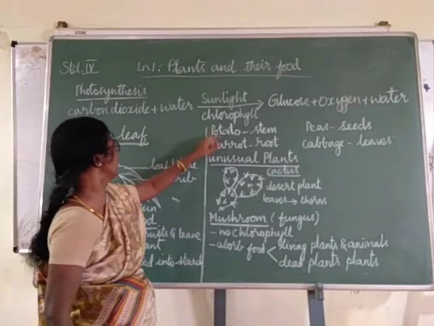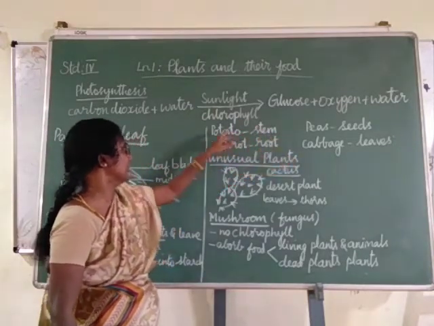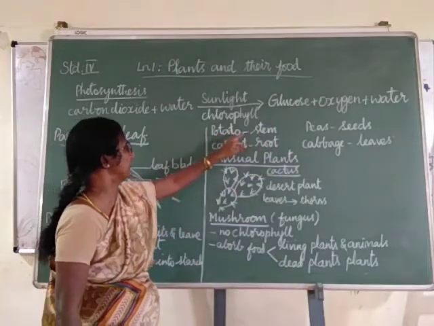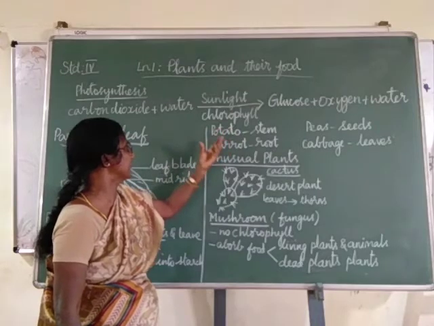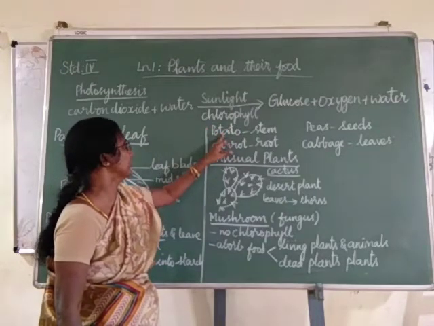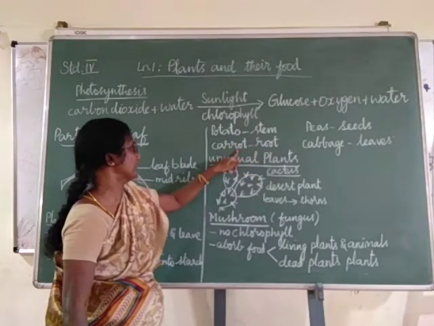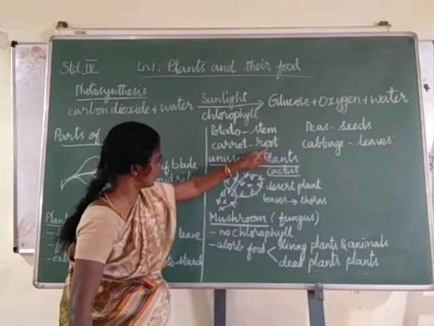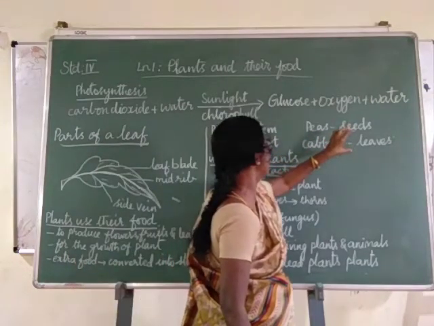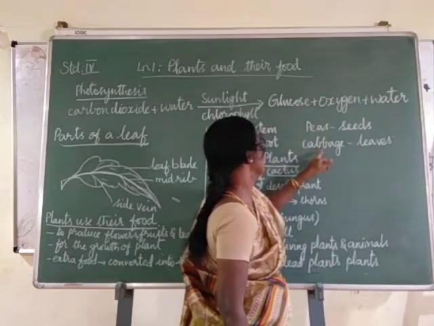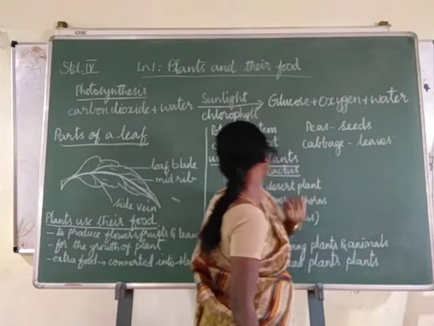The storage part may be in the stem, the root, the seeds or the leaves. In the potato plant, the extra food is stored in the stem. The food we eat, the potato, is the stem of the plant. In the carrot plant, the extra food is stored in the root. In peas, the food we eat are the seeds of the plant. In the cabbage plant, the food is stored in leaves.